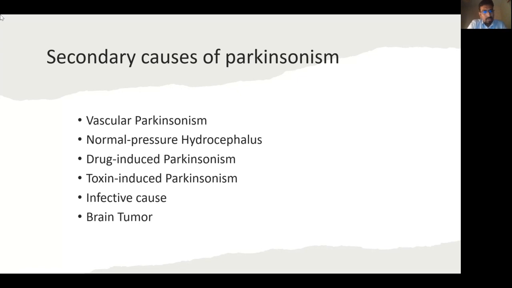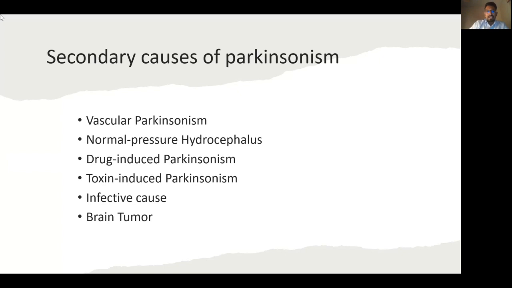All these individual causes have their own clinical features and specific characteristics. It's probably difficult to cover everything here, but just to give you an idea, vascular Parkinsonism happens mostly because of multiple vascular lesions around the basal ganglia. So in someone who has many vascular risk factors, we need to think of vascular causes. Characteristically, vascular Parkinsonism mostly involves the lower limb.